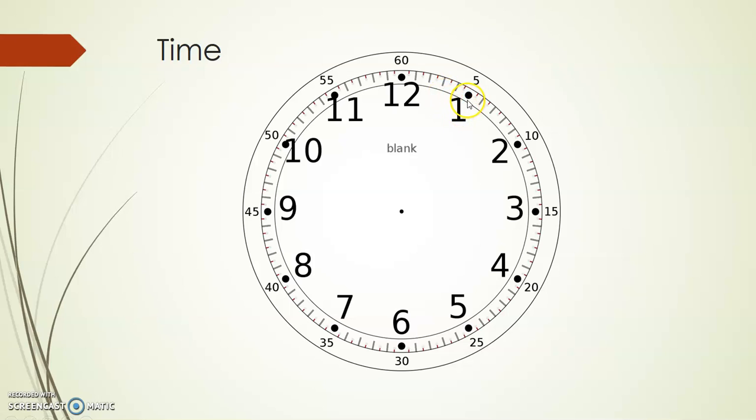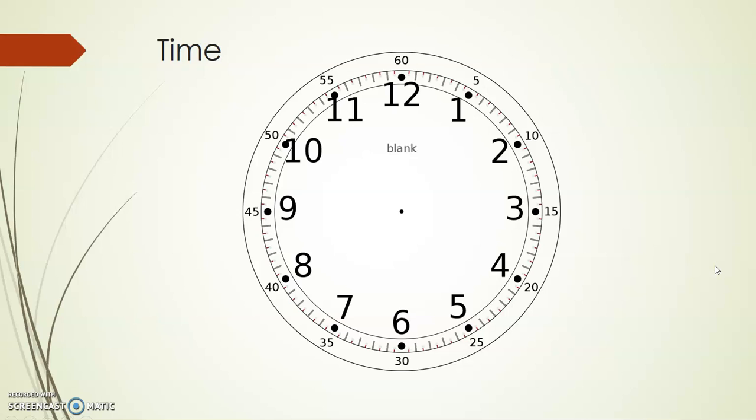So I'm going to point to each of these numbers and I want you to count by fives for me as we make our way around the clock. So let's go ahead and do that. 5, 10, 15, 20, 25, 30, 35, 40, 45, 50, 55, 60. So, when we count all the way around the clock, we make it to 60.